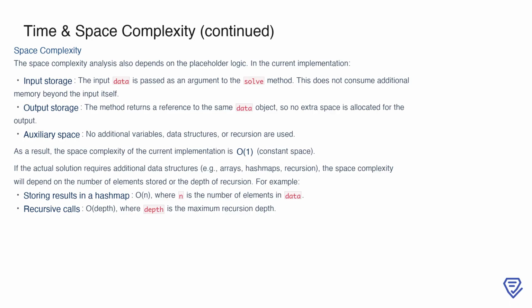However, if the actual solution involves additional data structures, such as arrays for intermediate storage or hash maps to store results, the space complexity would increase. For example, storing results in a hash map would require O(n) space, where n is the number of elements in the input. Similarly, recursive solutions would require space proportional to the maximum depth of recursion. The specifics of the problem would dictate how memory usage scales.